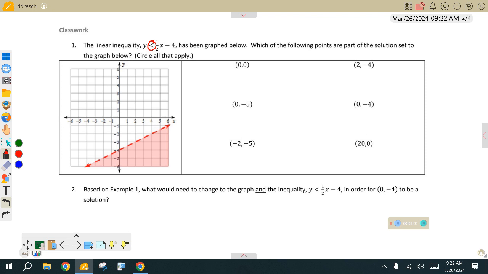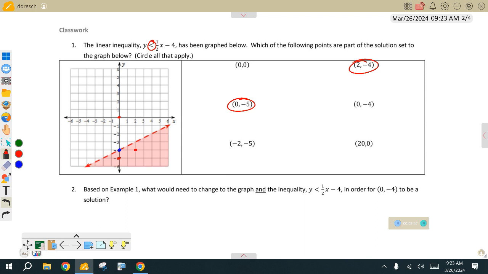Okay, that's it. So if you have not done so yet, which of the following points are part of the solution set? Are you in the shaded zone, yes or no? Okay. So real quick, (0, 0): yes, it's right here. What's the next one? (2, -4). Clearly (2, -4) is in. (0, -5), clearly it is right as well. (0, -4): I heard a yes, I heard a no.